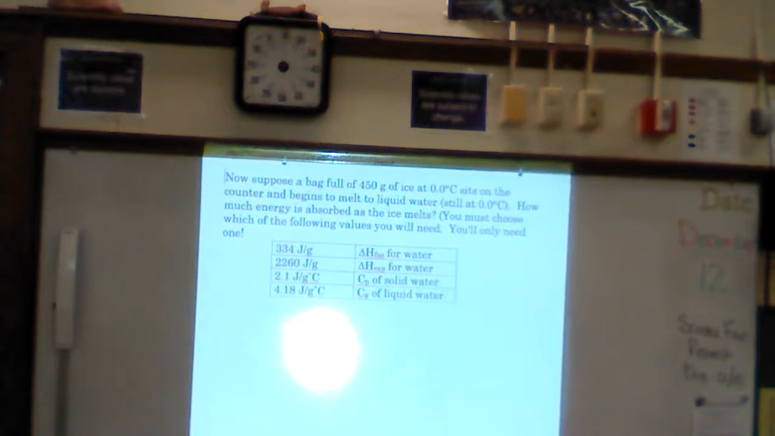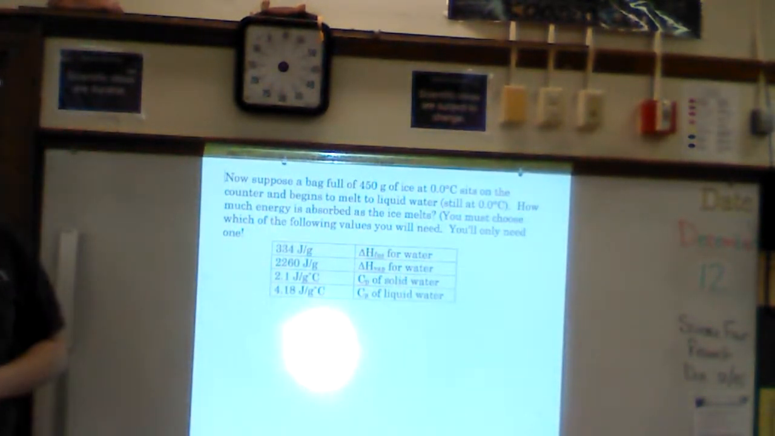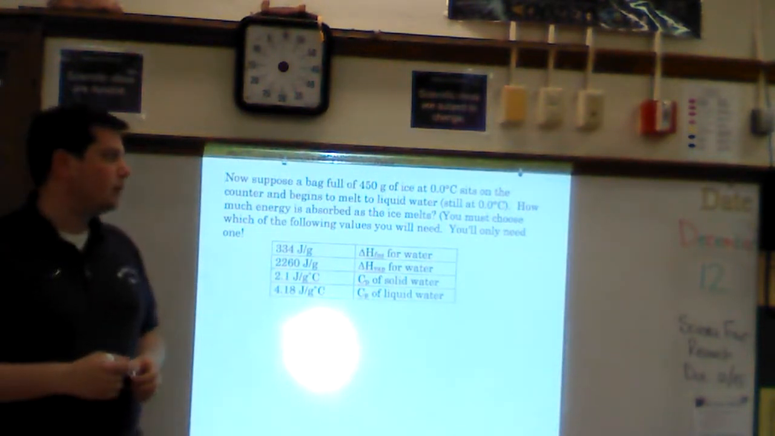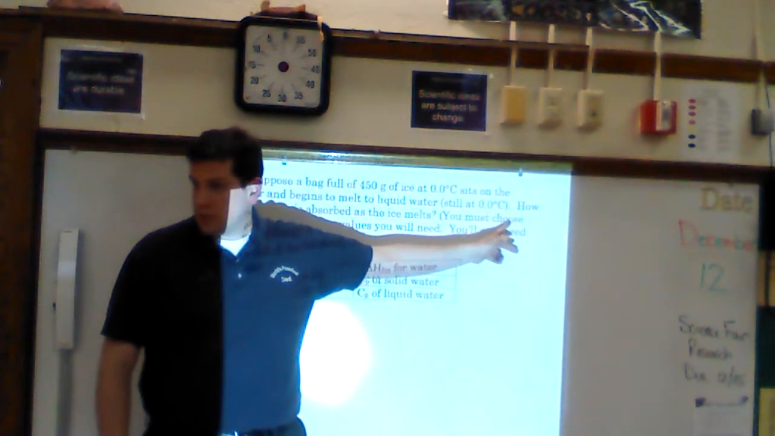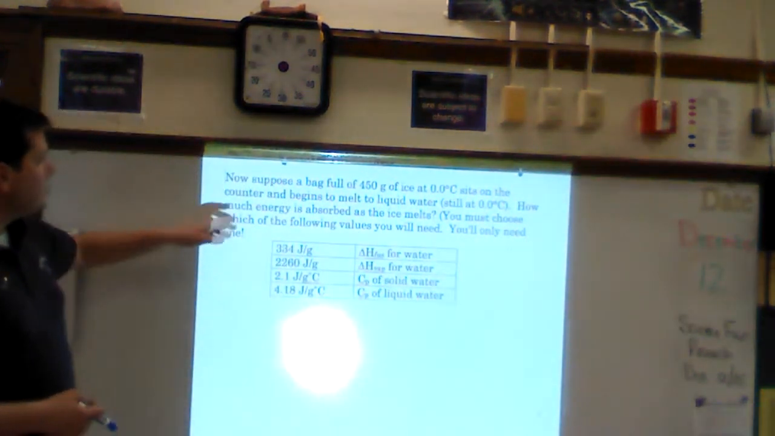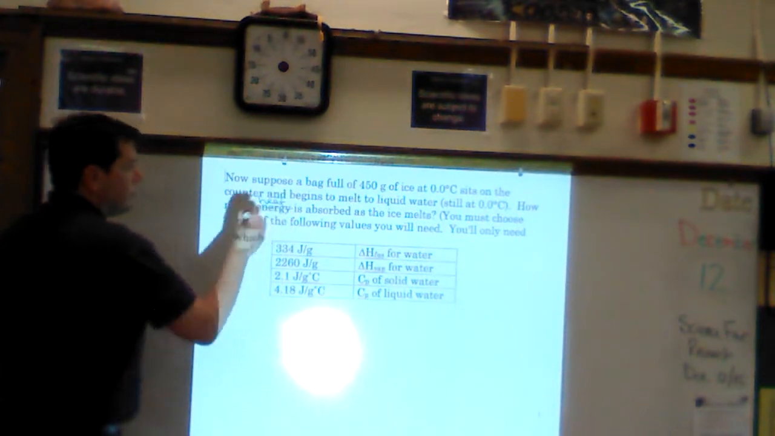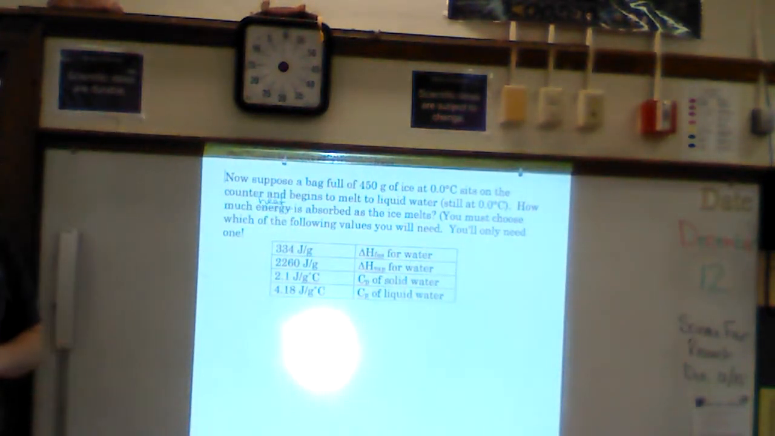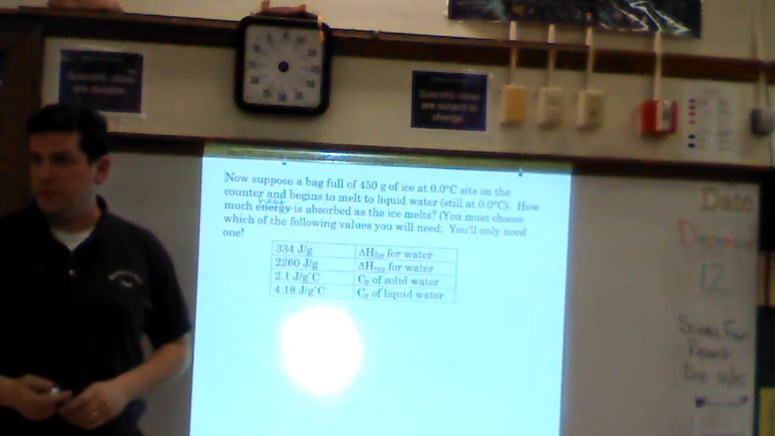Now suppose a bag full of 450 grams of ice at 0 degrees Celsius sits on the counter and starts to melt to liquid water, still at 0 degrees Celsius. So in other words, has the temperature gone up? No. How much energy or heat is absorbed as the ice melts? Now you're going to have to look at this chart and figure out which of these four values you need.